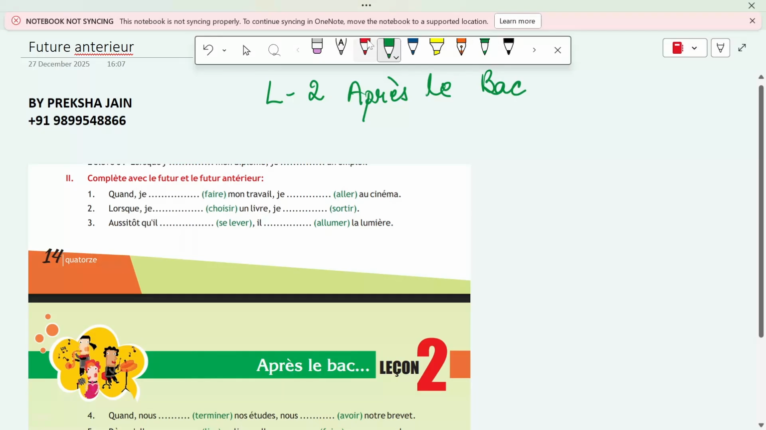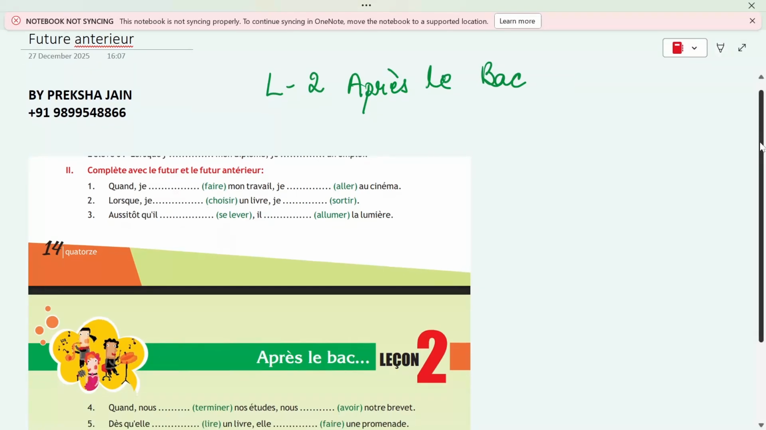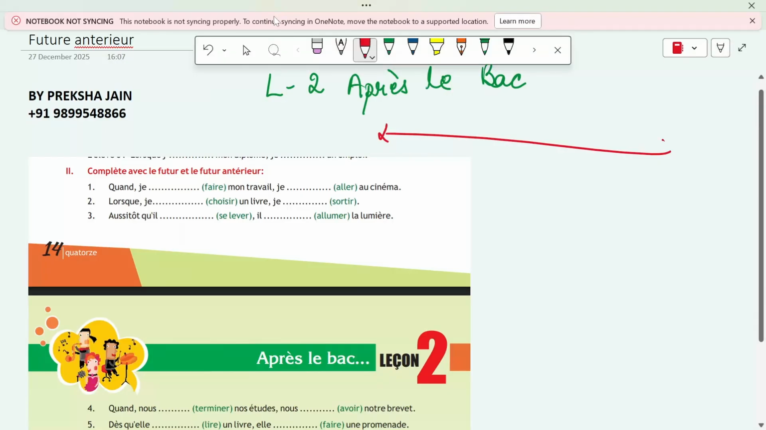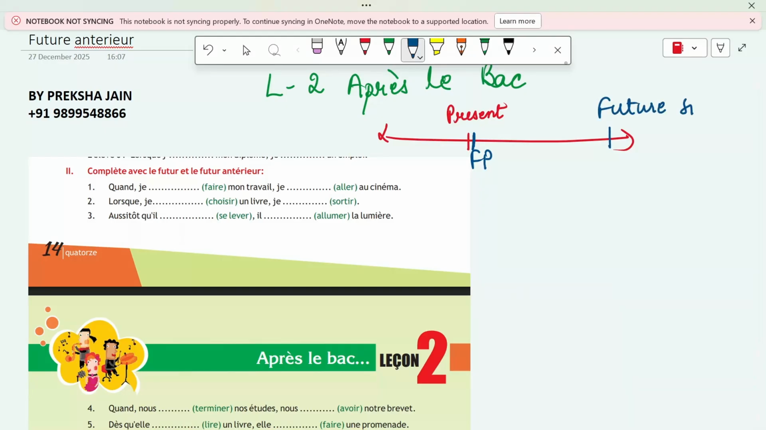In this particular lesson, we are focusing on the tense that is le futur antérieur. Okay, so if I draw a timeline, and here is the present tense, futur proche is something that happens very close to the present, like within a few minutes or a few hours. That is our futur proche. Futur simple is something that is happening way in the future. So that is futur simple. And the action which leads to the action of futur simple is known as futur antérieur.